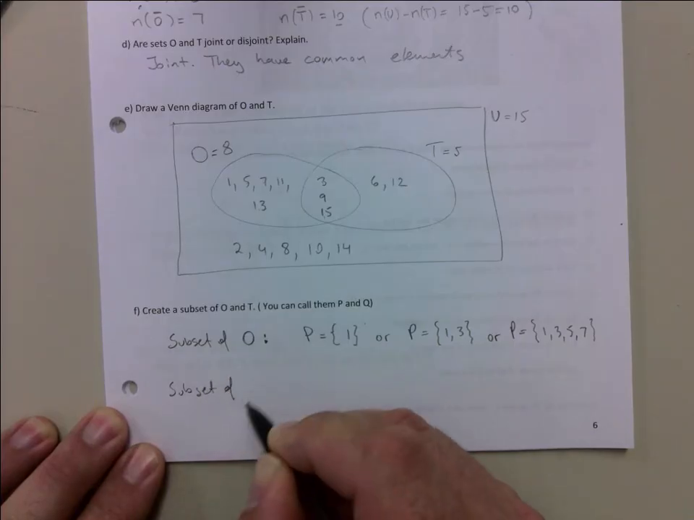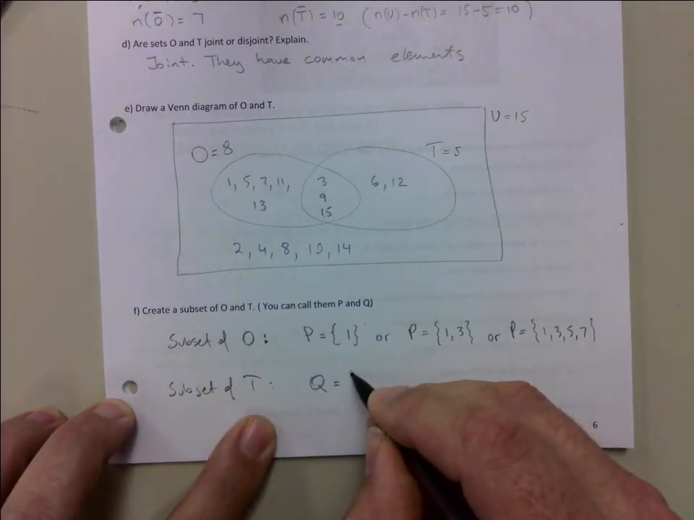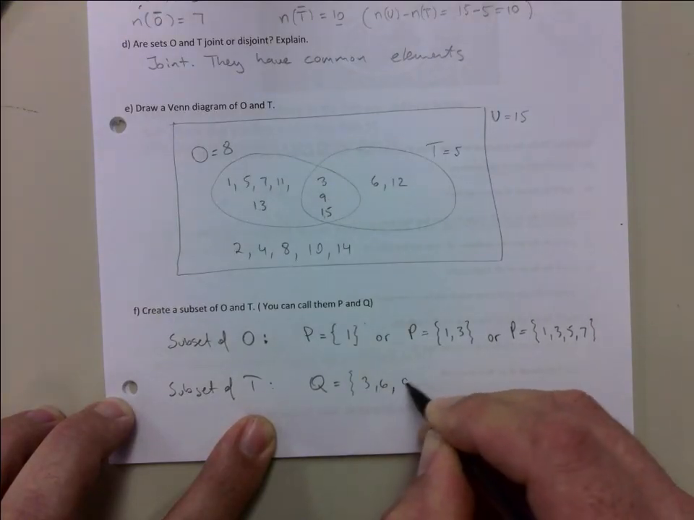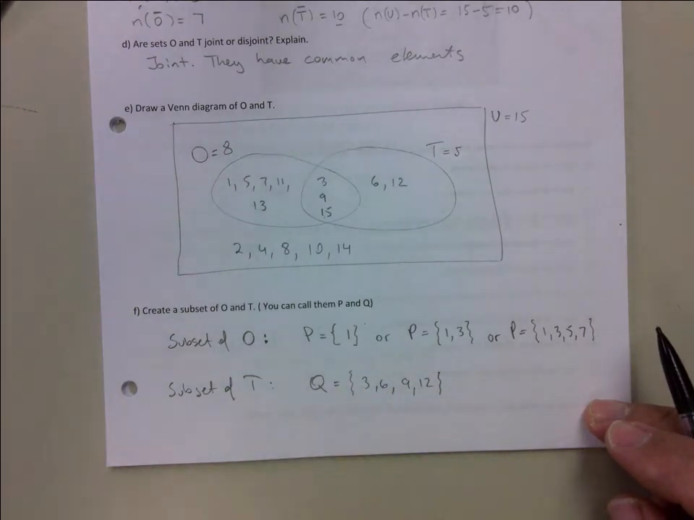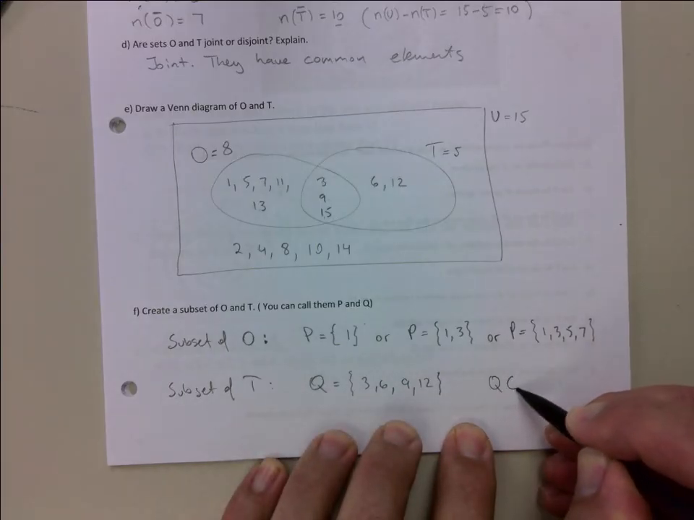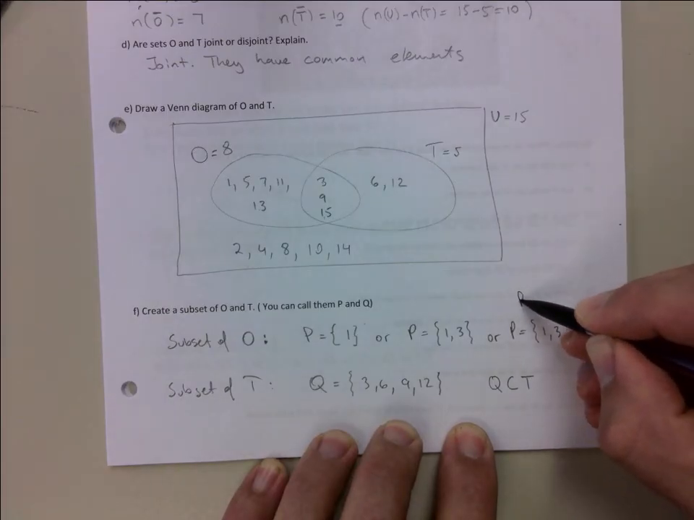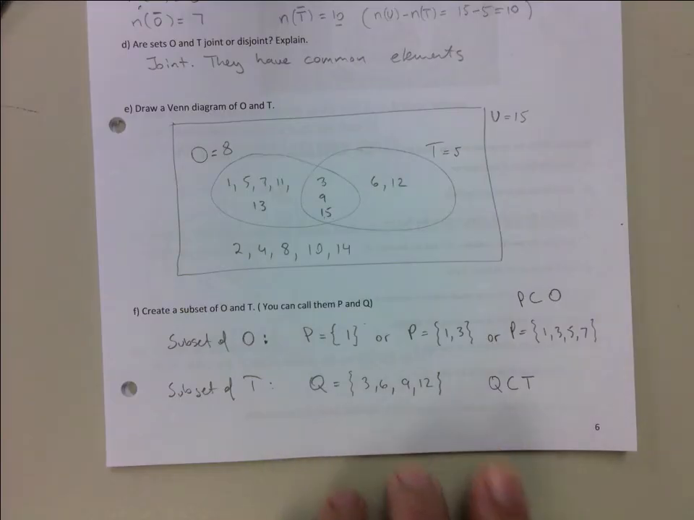So subset of T here, we're going to call that Q. So just grab anything that is in T. So we're going to go 3, 6, 9, 12, let's say. So everything but 1 is in there. But the only thing that matters is that everything in Q is found in T. So they're subsets. So you can say Q is a subset of T. And up here, P is a subset of O. Okay, so that's also something that we've determined.